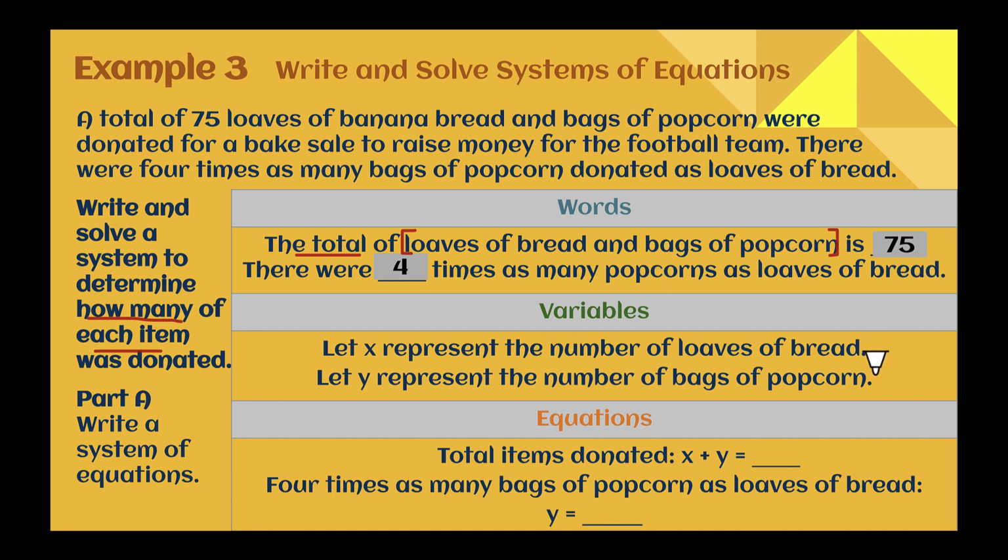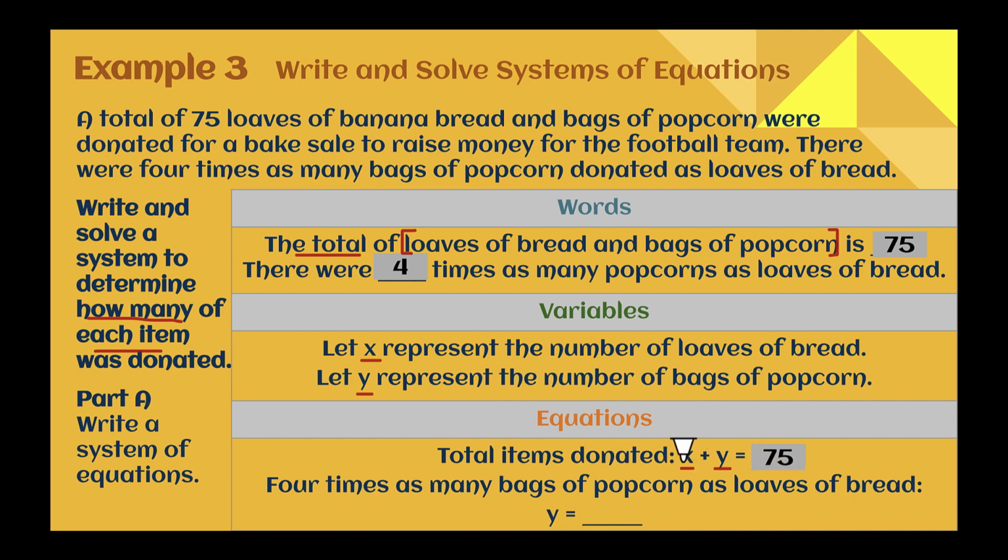Next, let's define our variables. Here they're saying x is the loaves of bread, or if you want to use B for bread, go for it. y is our popcorn, or P for popcorn. To make our equations, the first one in this type of situation, we're going to add the two items together, and we know there were 75.